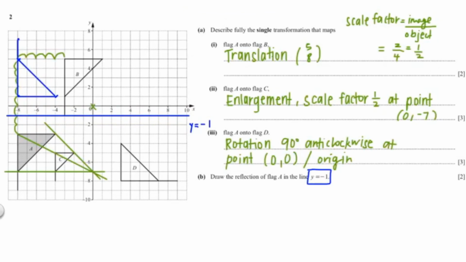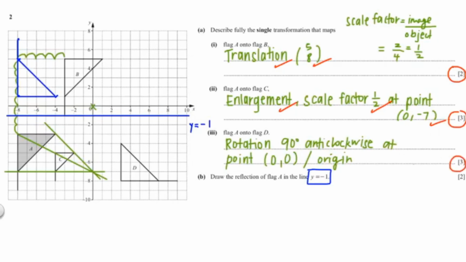Now I'm going to talk about how the marks are being allocated. So this is a 2 marks question, so you have to state 2 things. You get a mark for saying that it's a translation, and you get a mark for saying the vector. And this one is a 3 marks question. So you get a mark for stating that it's an enlargement. You get another mark for saying the scale factor, and you get another mark for stating the coordinates.